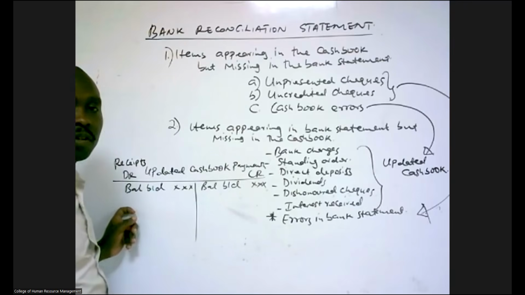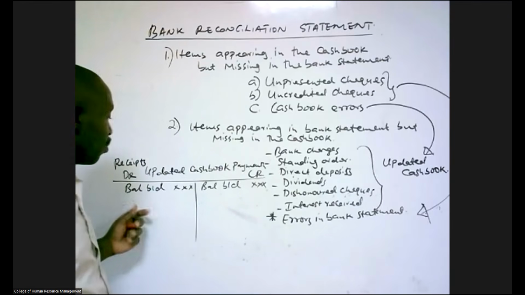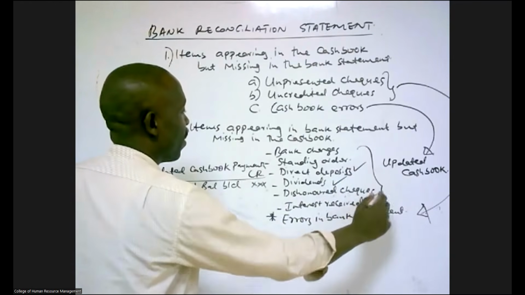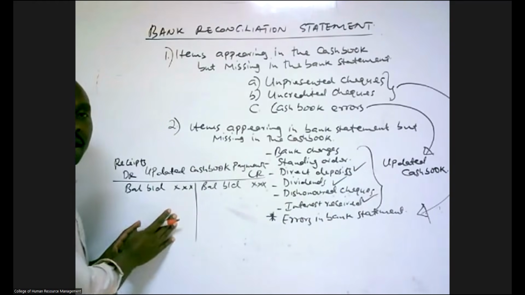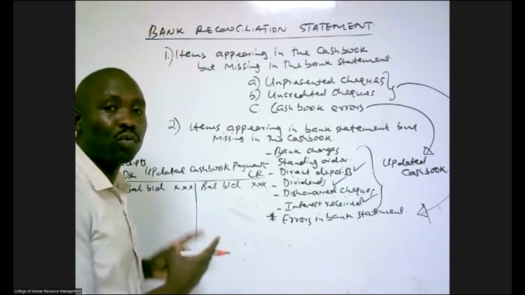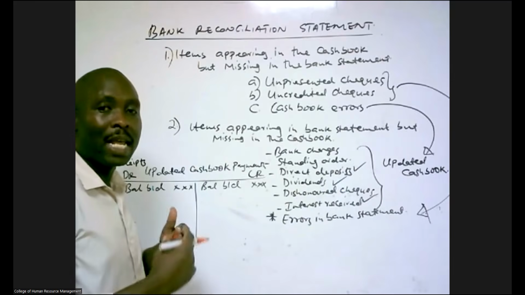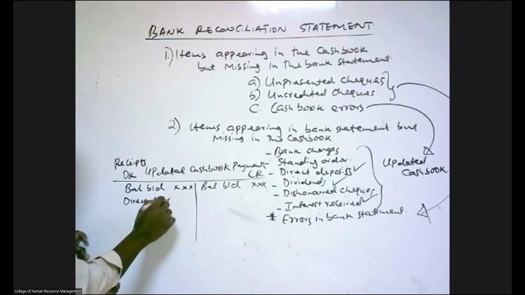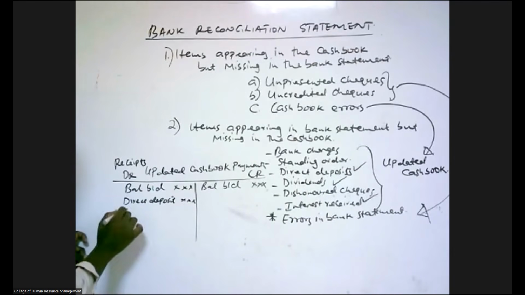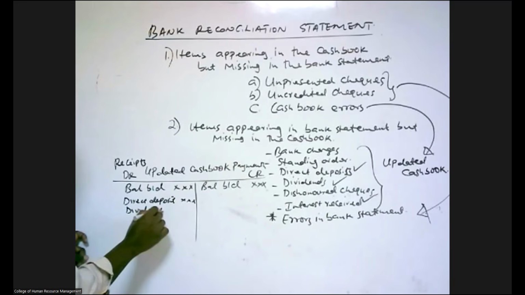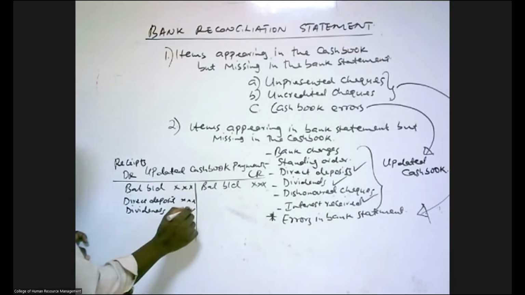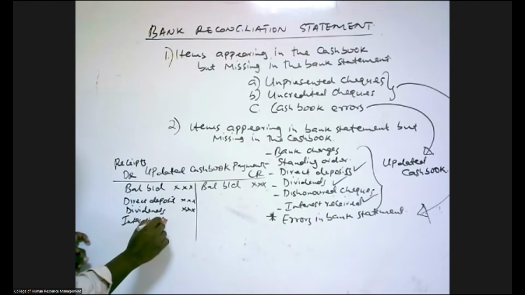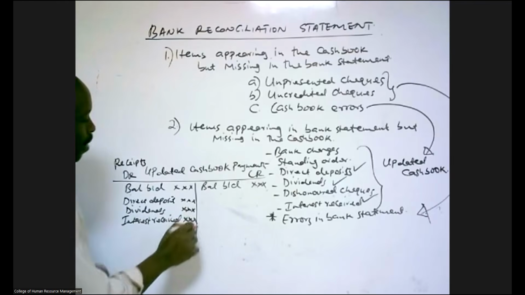So any money that we received in the bank but was never received in the cash book, we record it here, like the direct deposit, the dividends, and maybe the interest received. They will appear here because they mean money in, so they belong on the receipt side. So direct deposit, dividends, and the interest received, they will appear on the debit side.